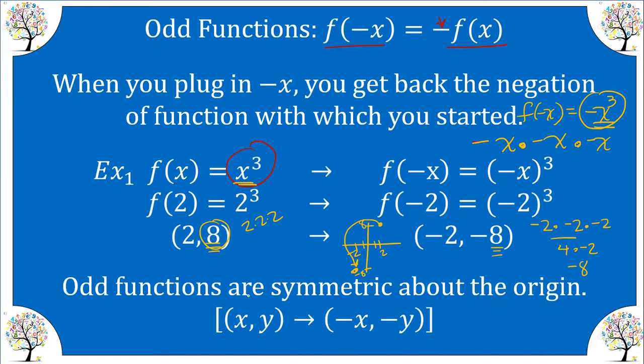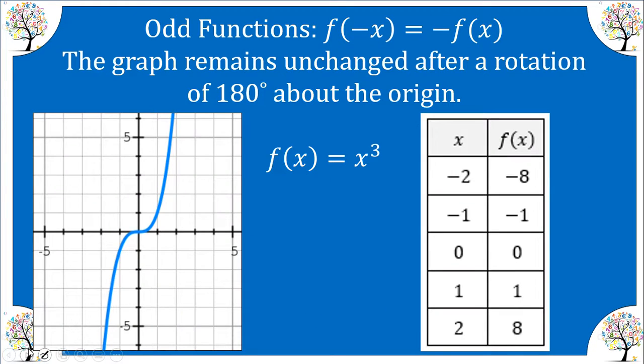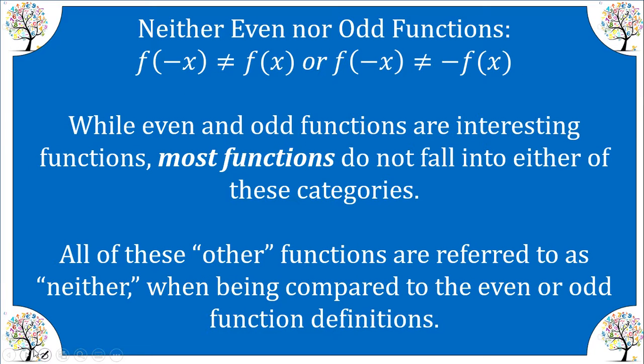So here is the notation for this. When I have x and then its opposite, my outputs have to be the opposite. Here is an example of a graph, the equation, and the function table. So we can see that on this table, when I put in negative 2 and positive 2, the outcomes are opposite. When I put in negative 1 and then positive 1, the outcomes are opposite. This makes it odd.